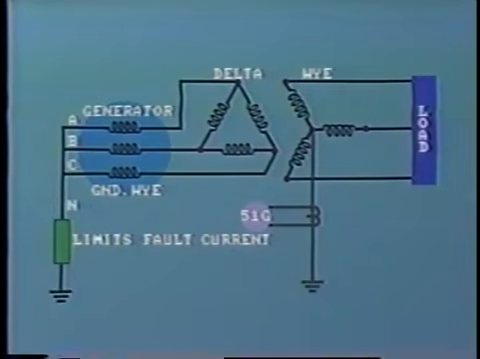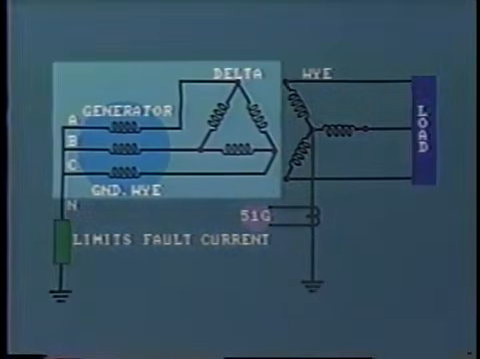For example, in the case of the generator, we are protecting against a ground fault within the generator itself or the short length of line, cable, or bus to the transformer.